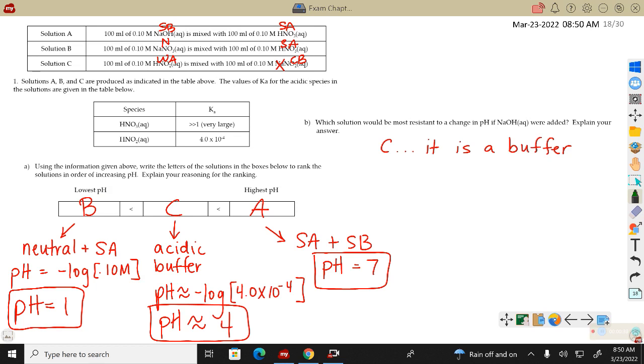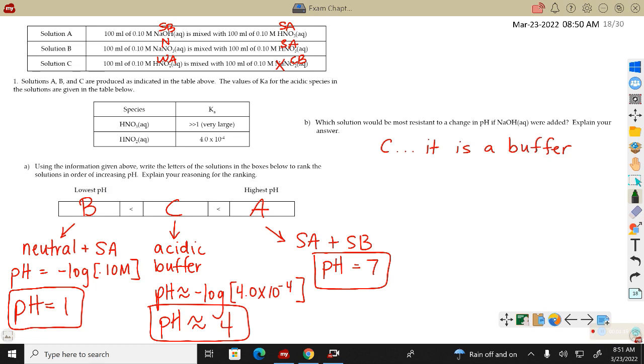So in solution A, I know that sodium hydroxide is a strong base, and it's mixed with HNO3, which is nitric acid. And if I wasn't sure, they tell me that the Ka is very large. It is extremely large because nitric acid is a strong acid. So in solution A, I've got strong acid, strong base, and it looks like there's equal volumes of equal molar solutions. So this resulting solution should be 100% neutral with a pH of about 7.